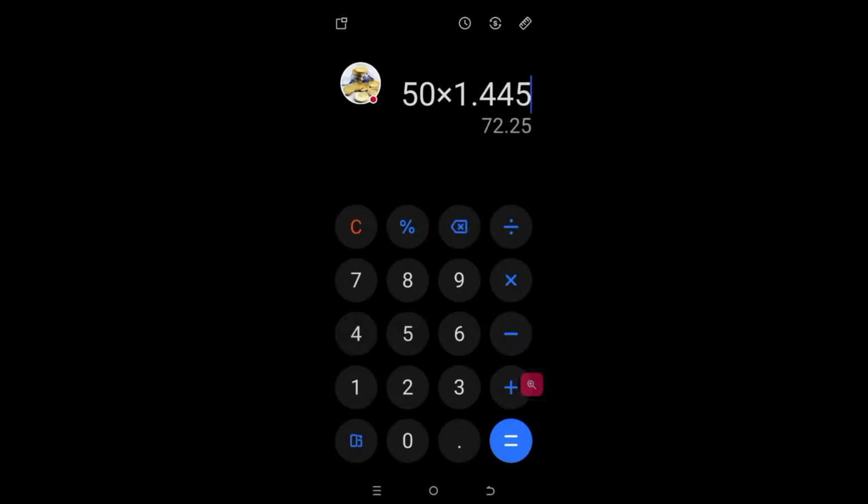1.445. Okay, what am I doing? Okay, 46. Okay, something in this range. Oh, this is 49. It's supposed to be 47. Yeah, something in this range. 47.